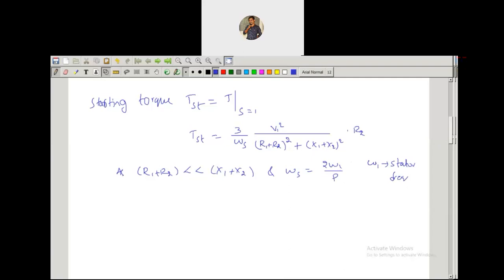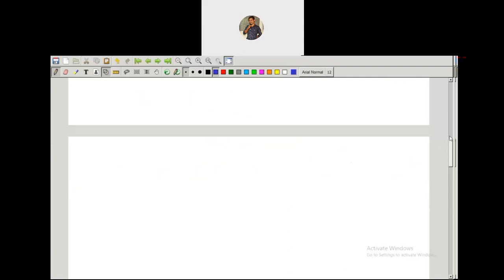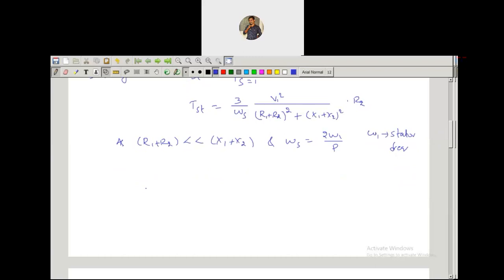Okay, don't feel it like a speed. That is not a speed variable. Now if we do the approximation, then we can write down the starting torque equation equals 3p by 2 omega 1 into V1 square over r2 by, so we are going to have the x1 plus x2 whole square.